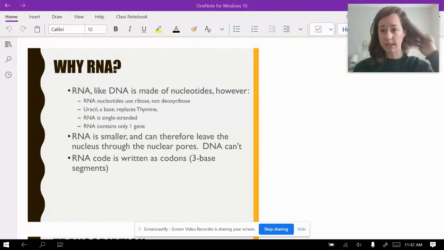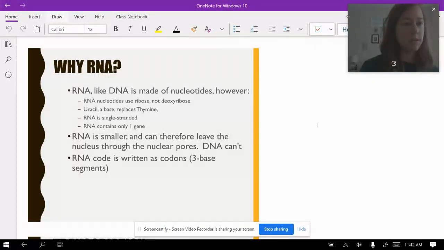So for the most part, DNA and RNA are really similar except for RNA is a lot smaller. So RNA contains only one gene. It's single stranded, whereas DNA was double stranded. And then it also has a little bit different nitrogenous base makeup. So RNA has A, U, C, and G, and DNA has A, T, C, and G.